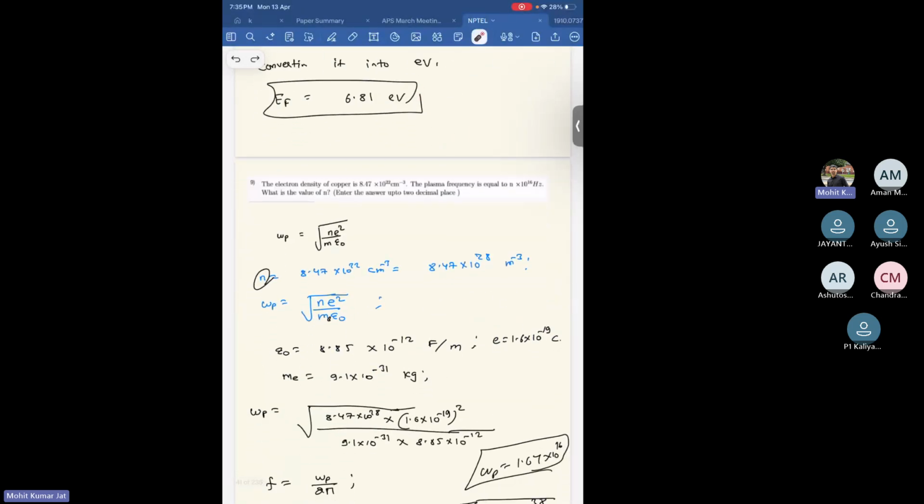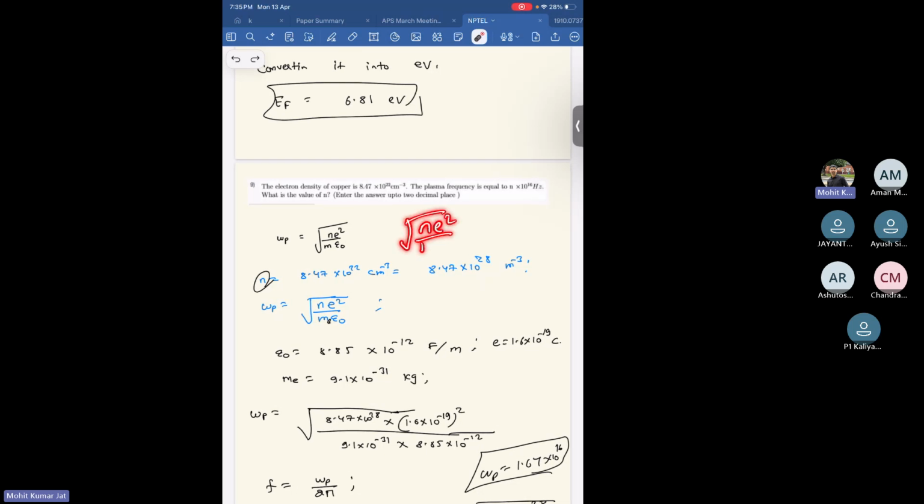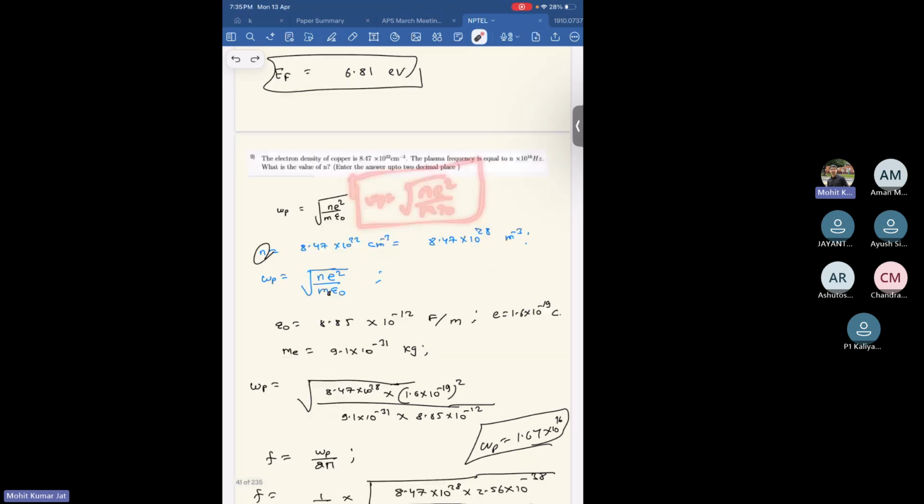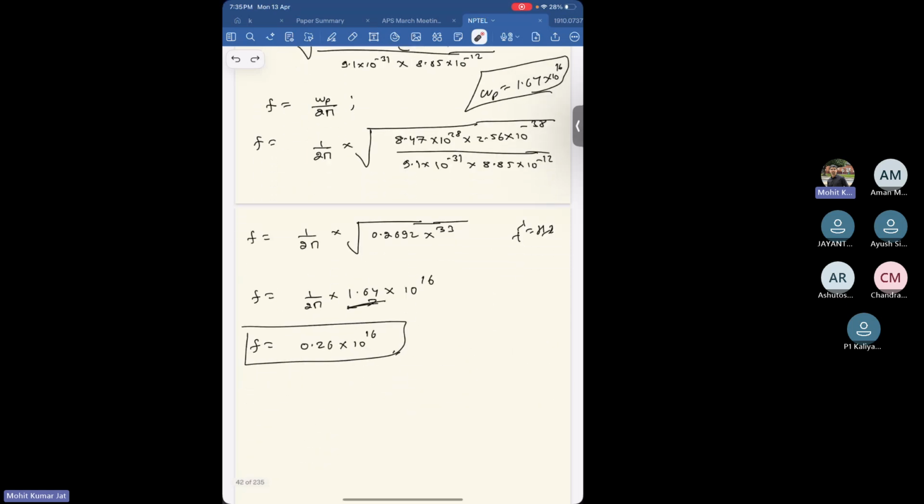Similarly, the electron density of copper is given. The plasma frequency is under root n e square by m epsilon naught. It is the frequency at which your electron gas will oscillate, right? If you substitute the values which are given, density of copper, which is n, electronic charge you know, electronic mass you know, epsilon naught you know, that's the vacuum permittivity, 8.85 into 10 power minus 12, right? If you substitute all these values, you will get your frequency to be 0.26 into 10 power 16 hertz.